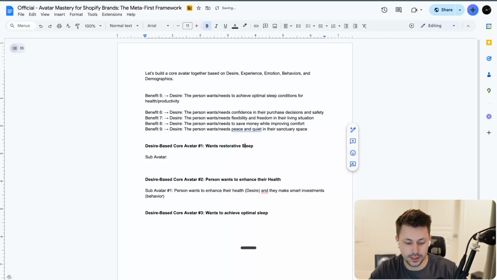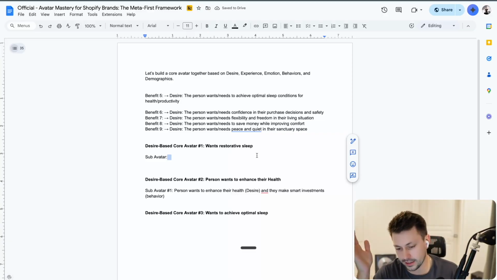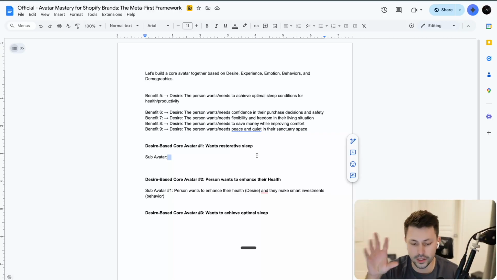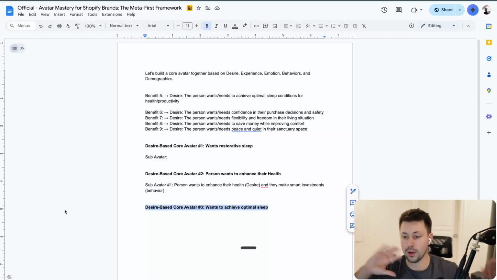And this is also where it comes down to marketing. And I know with the whole Andromeda or whatever, I say it wrong every single time, I don't know what it is, a lot of you guys are freaking out about these small little changes. And so wants to achieve optimal sleep and wants restorative sleep are kind of the same. And more or less when I'm doing this, I might be going back on stuff that I say. So that's why it's important to watch the whole video.